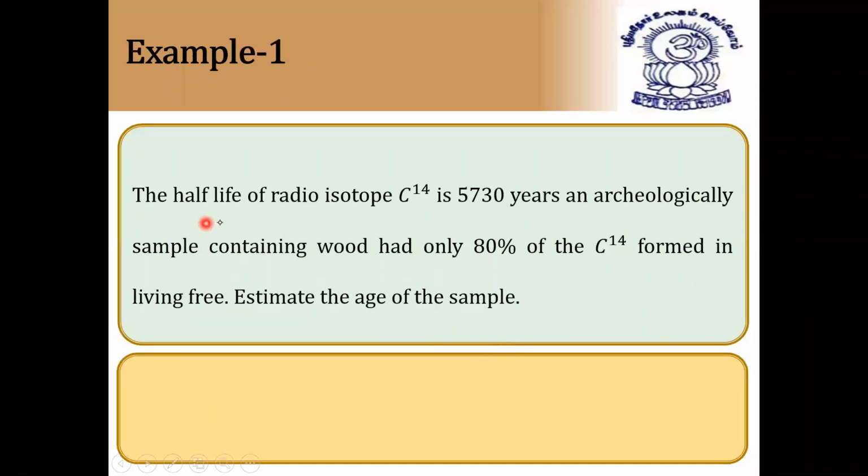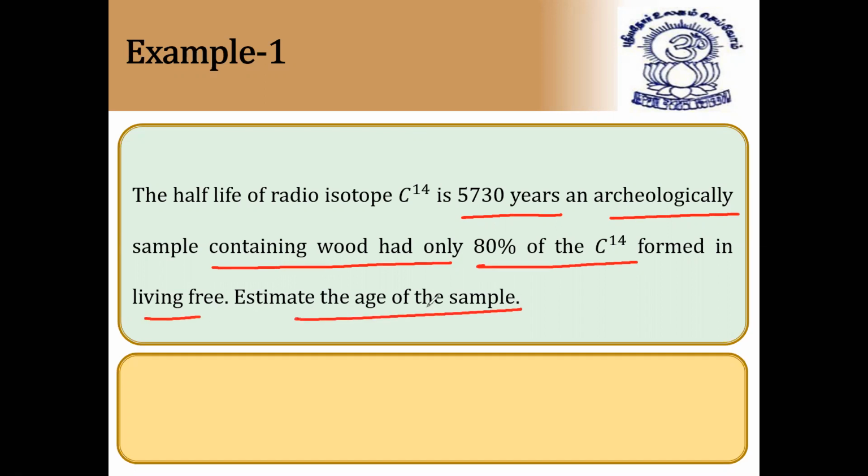Now, example. The half-life of radioactive isotope C14 is 5730 years. So this is called the half-life of a radioactive substance, 5730 years. An archaeological sample containing wood has only 80% of the carbon-14 formed in the living phase. Estimate the age of the sample. They are asking us to find the age of the sample, the time required.